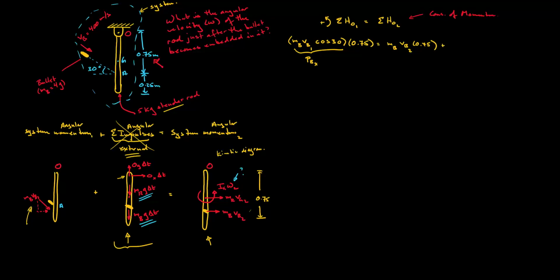Similarly, the rod will have a certain mass, a certain velocity, VR2. And you know what, maybe I'll call this VG2 to be consistent. So VG2. And then this will be multiplied by L over 2, which in this case is 0.5 meters.